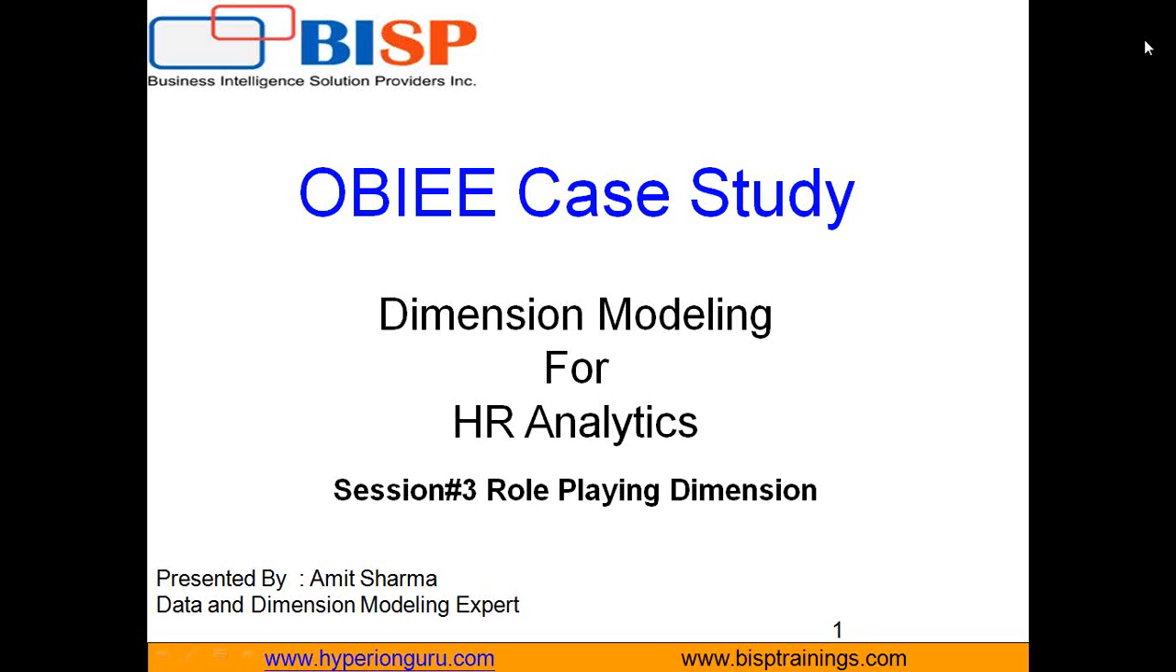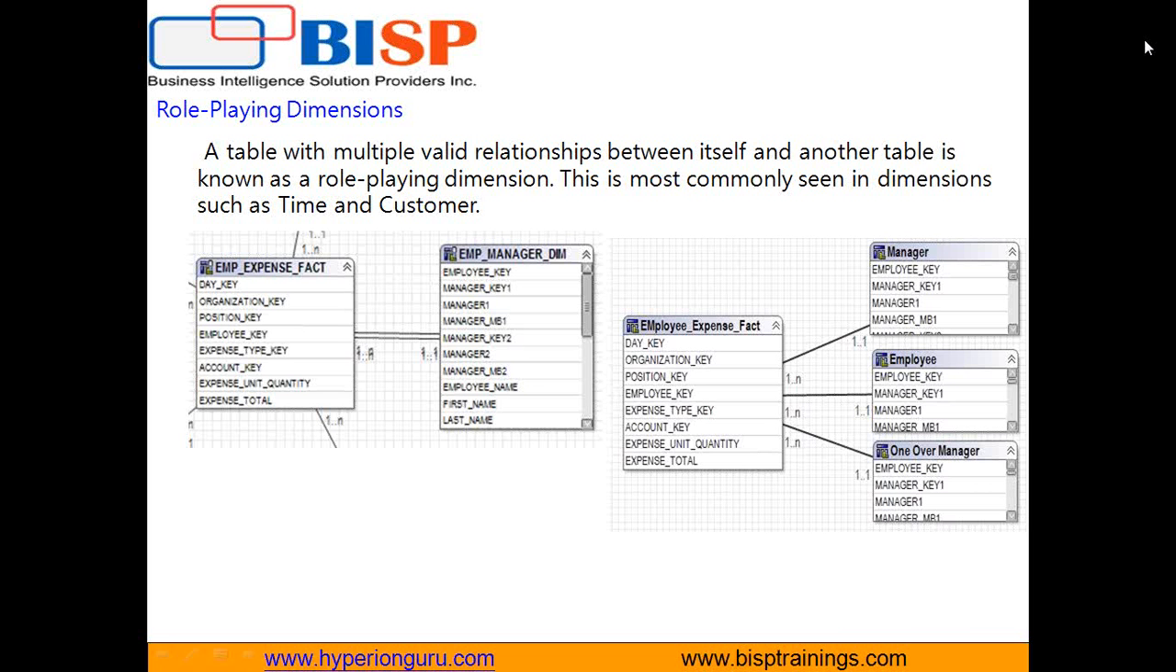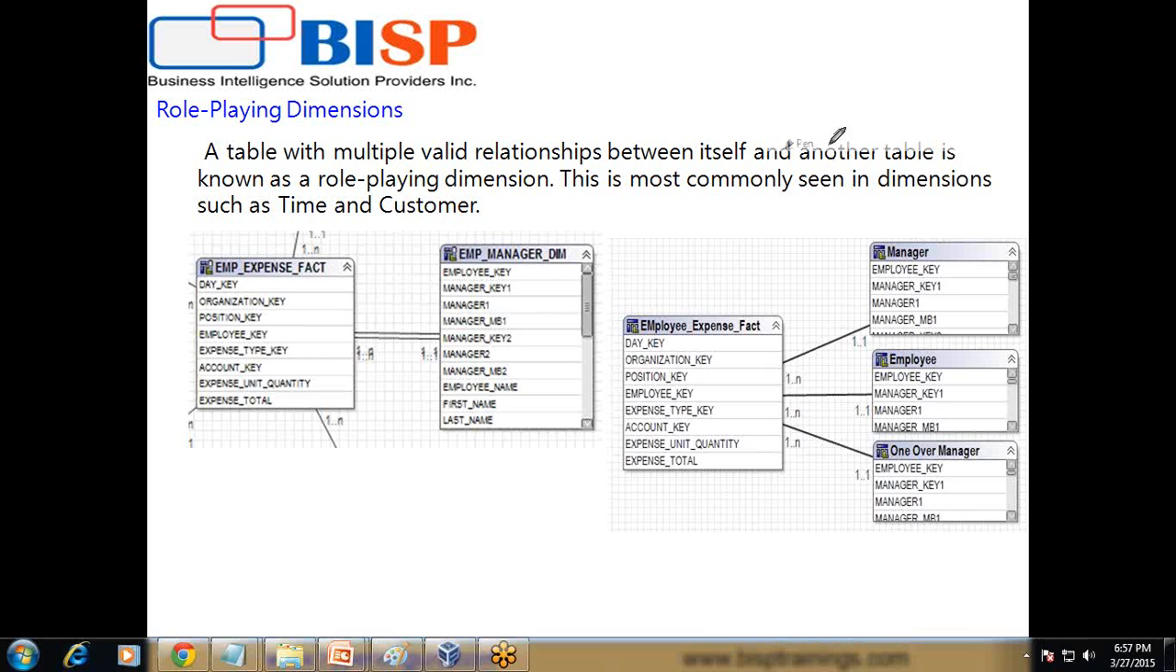As always, we understand the business requirement and then we understand the solution. Role-playing dimension conceptually you might have learned multiple times, but here I am going to show you a live example. Let's first go to the formal definition. A table with multiple valid relationships between itself and another table is known as a role-playing dimension. So one table, another table, joining with multiple keys.